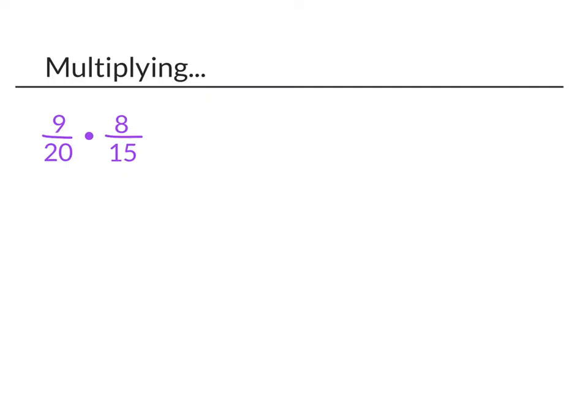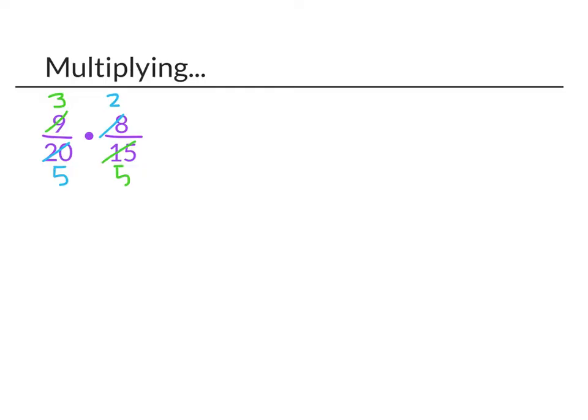Okay, so new example, and maybe now you can see why I choose to reduce first. I definitely do not want to multiply and get 72 over 300 and then be stuck reducing that. Gross. I'm going to choose to reduce first. I see that the 9 and the 15 both reduce by 3. So 9 divided by 3 is 3. 15 divided by 3 is 5. Next, I see that the 20 and the 8 both reduce by 4. So 8 divided by 4 is 2. 20 divided by 4 is 5.